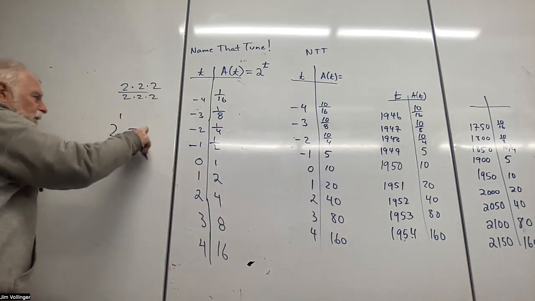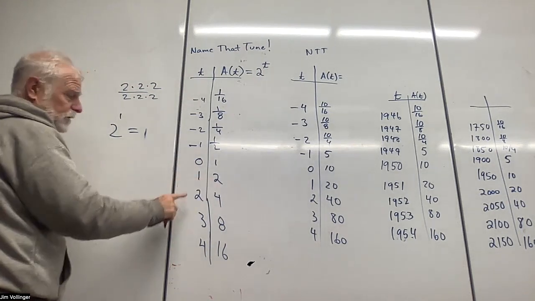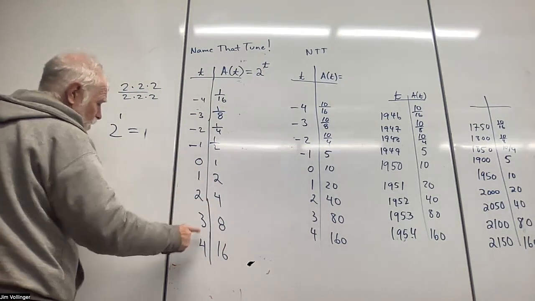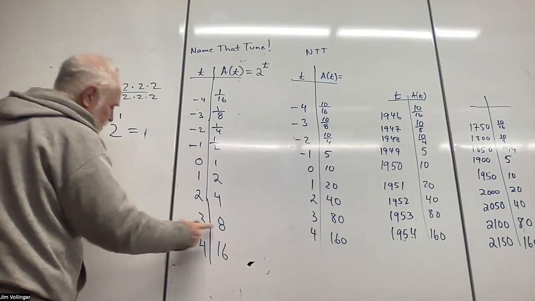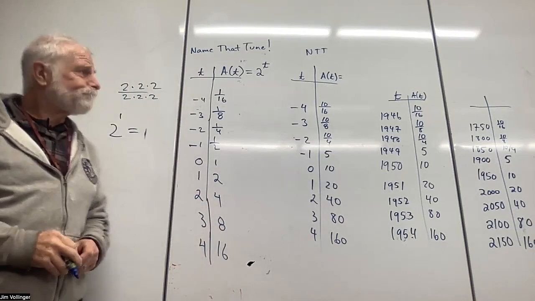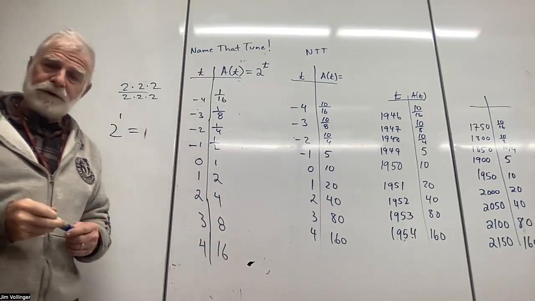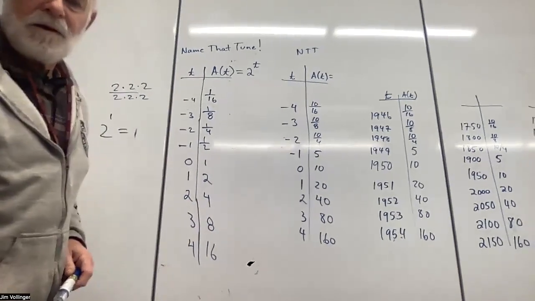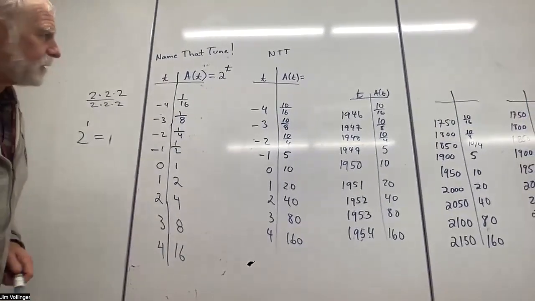And what is 2 to the 1? 2 to the 1 is 2. And what's 2 to the 2? 2 times 2 is 4. 2 to the 3, 2 times 2 times 2 is 8, and so on and so forth. So that was that tune. We're going to play with that tune a little bit. Let's go over here a little bit further.